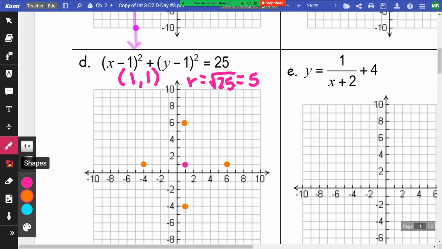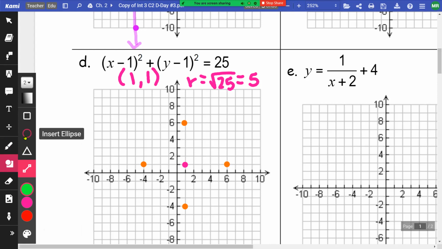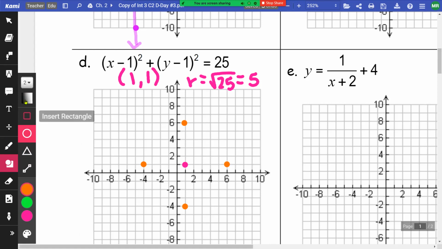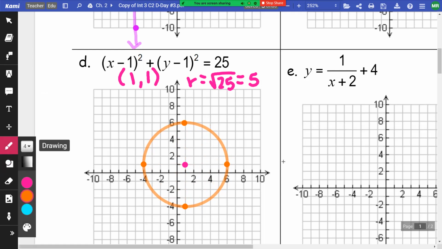Now I'm going to grab my circle shape. Make it a little see-through so you guys can see the point still. And I'm going to hold shift, because if I hold shift, it makes it a circle. If I don't hold shift, it makes an oval, or what we call an ellipse. I'm going to start at one of these points and start dragging until my center is actually at my center. And there's my circle. Again, you can just draw a circle if you prefer.